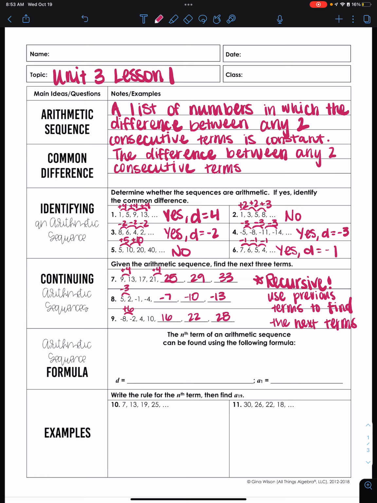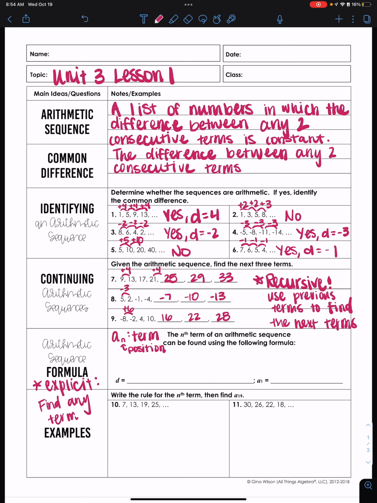All right, now we can also use what's called an explicit formula. And these are more effective because you can find any term in a sequence using this formula. So one quick thing, A represents your term, and then the number that is next to it, the subscript, represents the position of your term.